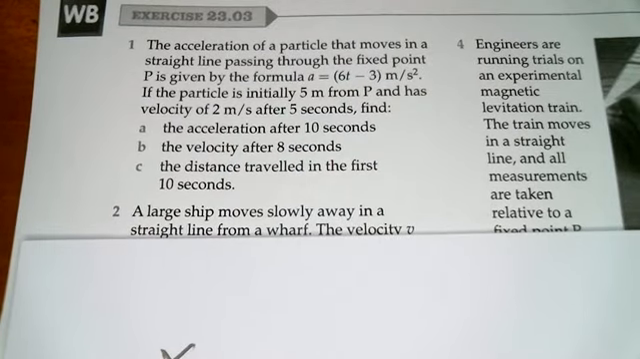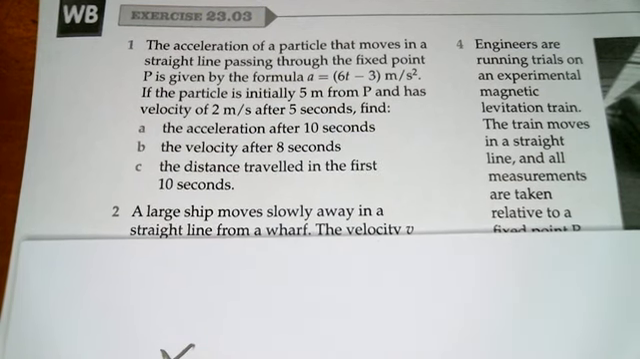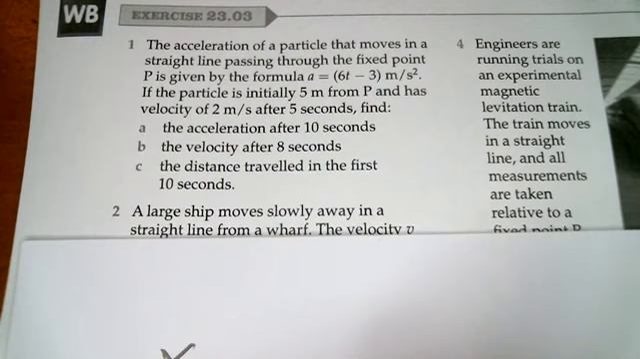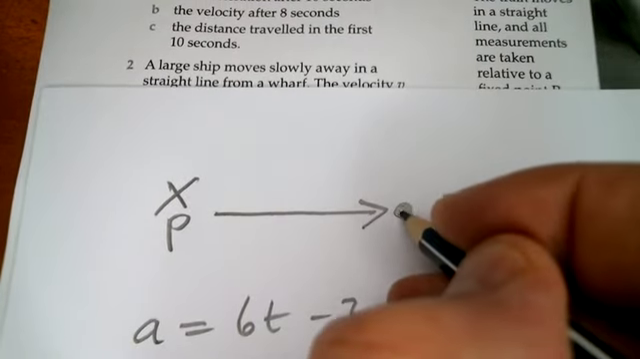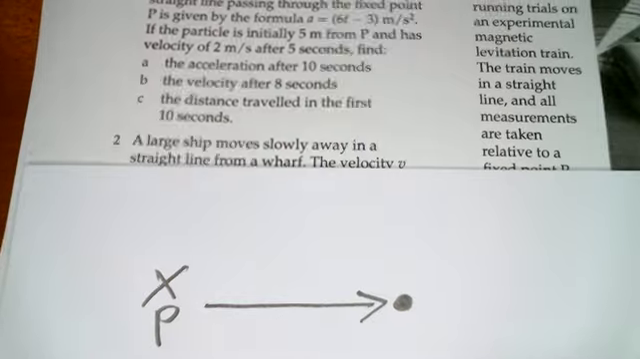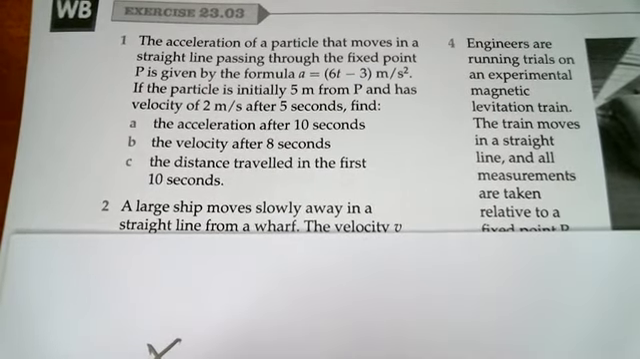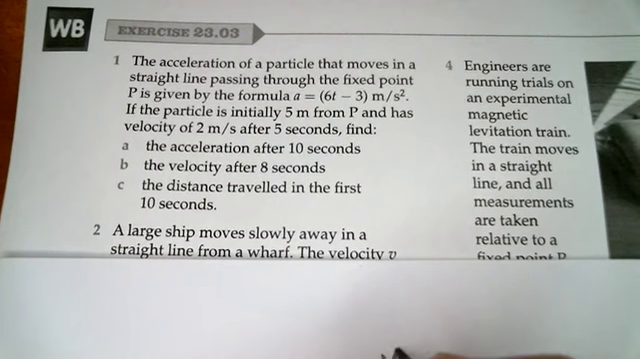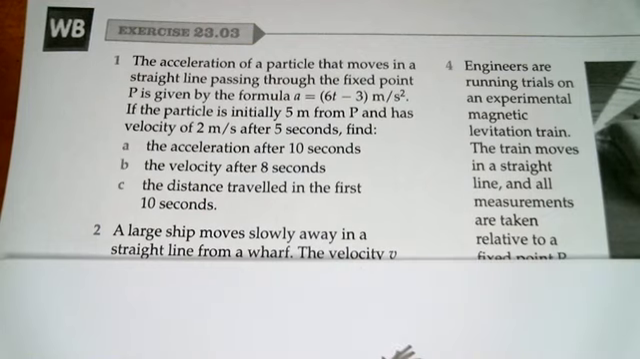And it says if the particle is initially 5 meters from P, so notice the particle isn't 5 meters from P. It's if the particle is 5 meters from P. So if it's there, I'll just draw it. There's the particle. I'll do it with a big dot. That's our particle. And I'll put 5 meters here. So if it is 5 meters from P, it has a velocity at that point. It would have a velocity of, and has a velocity of 2 meters per second after 5 seconds.